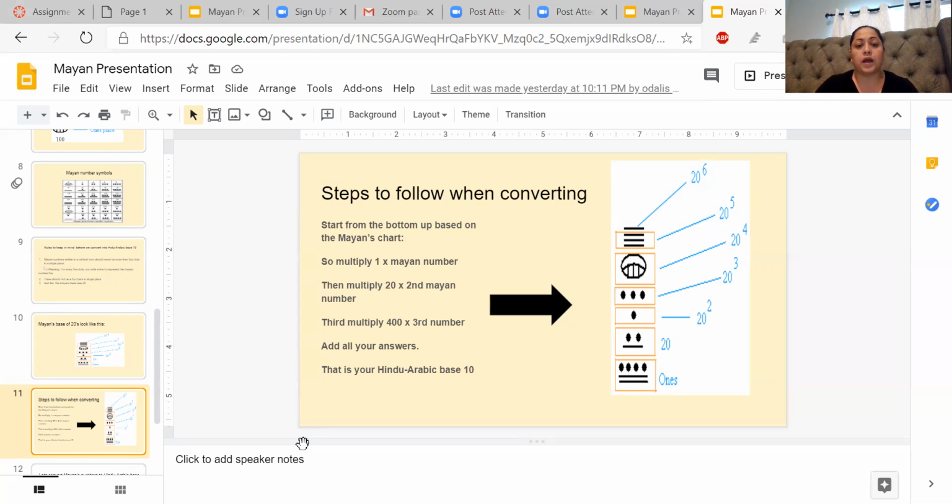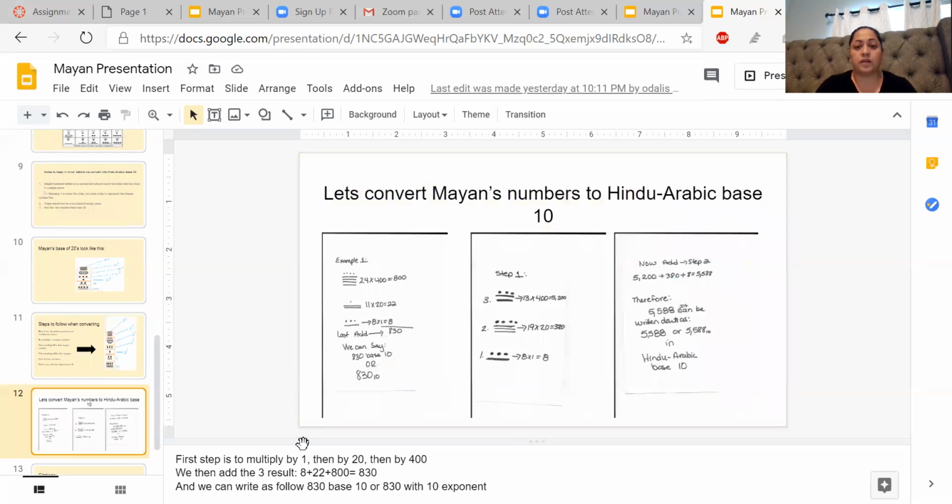So we'll multiply the number 1 by the Mayan number, then we'll multiply the 20, which is the second number, and then we'll multiply the third number by 400. And then we're going to combine all this. We're going to add all the answers, and then this would convert into the Hindu Arabic base 10. So let's convert the numbers to Hindu Arabic base 10.